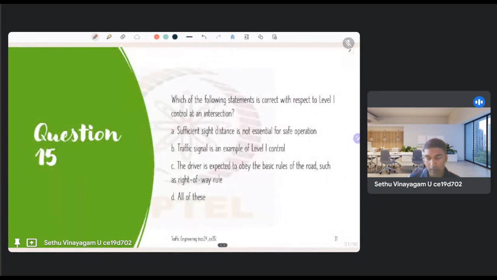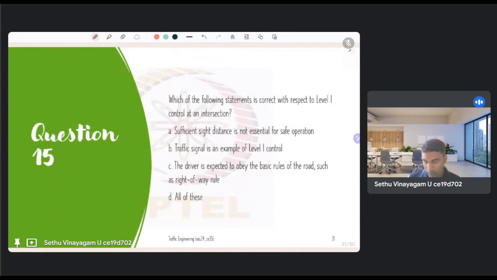Okay, question number 15 is, which of the following statements is correct with respect to level 1 control at an intersection? The options are: sufficient sight distance is not essential for safe operation; traffic signal is an example of level 1 control; the driver is expected to obey the basic rules of the road, such as the right of way rule; and D is all of these. So we have looked at three levels of traffic control: level 1, level 2, and level 3. Level 1 is the basic traffic control, where the drivers have to obey the basic rules of the road.